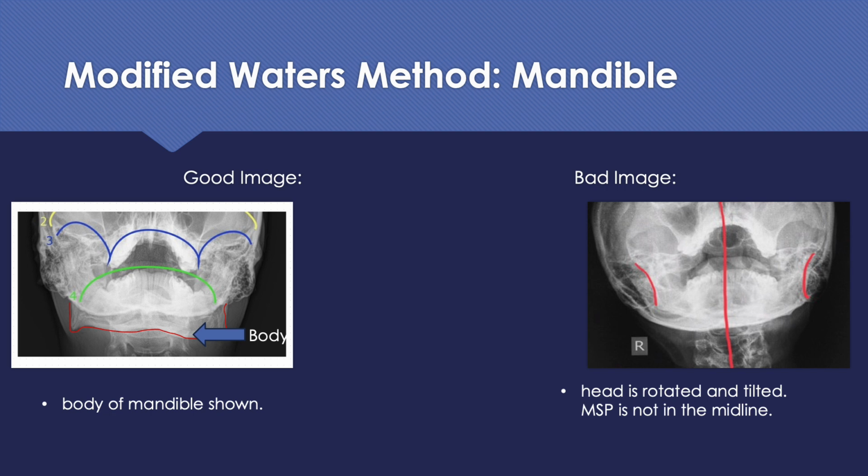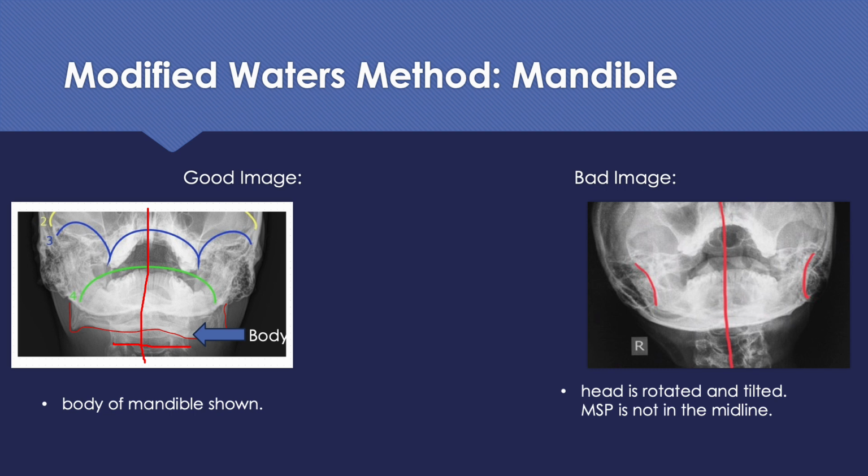Here, for the good image, we are able to demonstrate the body with no superimposition of the cervical spine, as well as the mid-sagittal plane being along the axis. And there is no tilt or rotation.